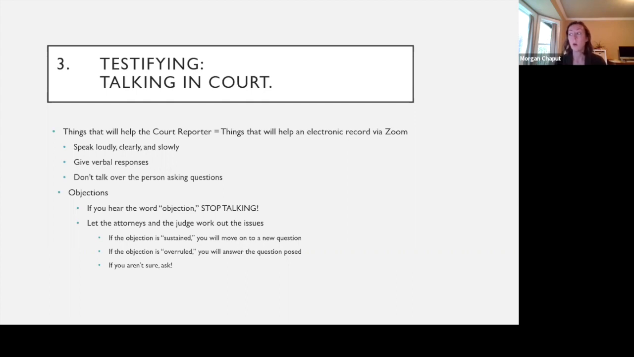With Zoom or any sort of electronic recording, the other thing we run into is sometimes there are technology glitches and little delays and that kind of thing. It's also kind of hard to read cues because you're not in the same room. You get a little bit of body language, but it's harder to read cues when you're on Zoom. So really make sure that the person is done asking the question before you start your answer.